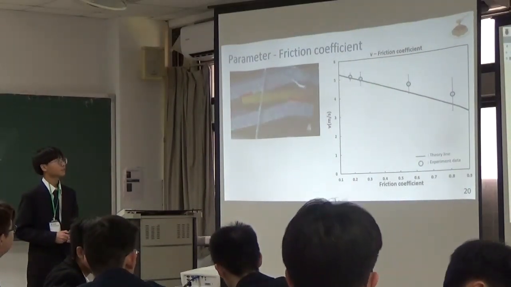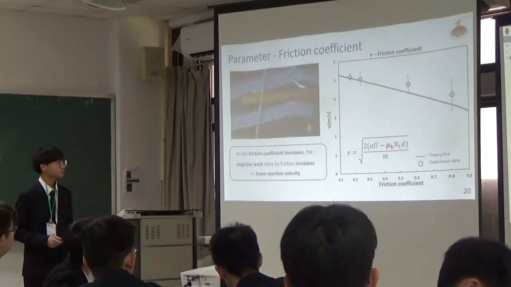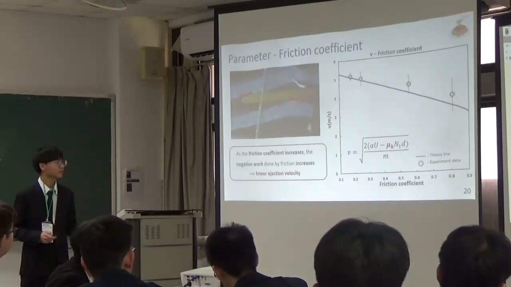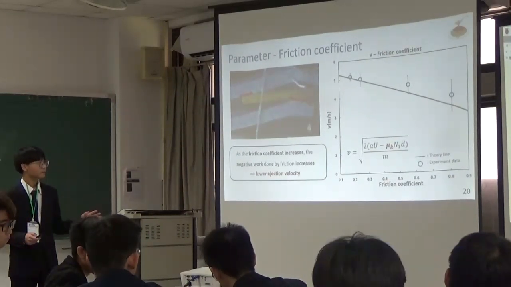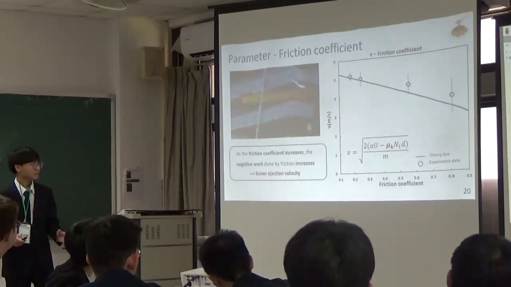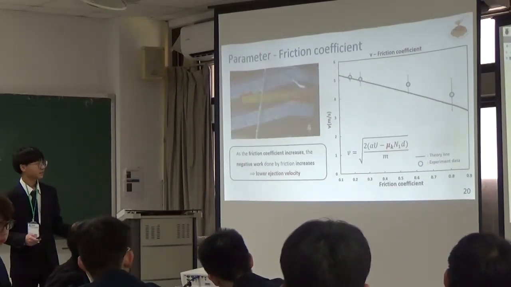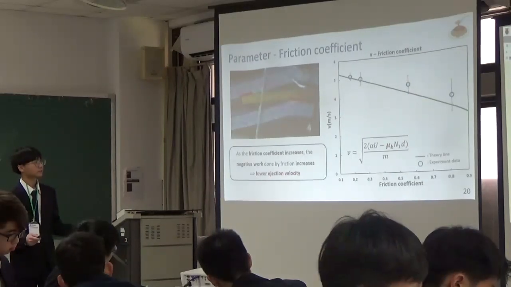And next is the friction coefficient. As the friction coefficient increases, we can see the negative work done by friction will also increase. So it will make the ejection velocity lower.